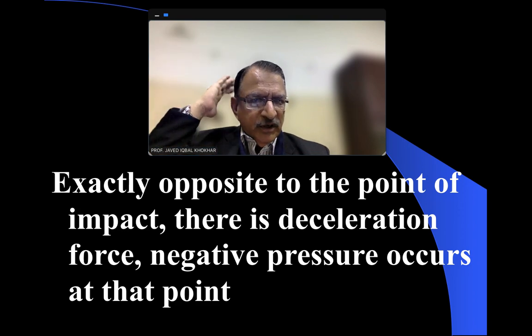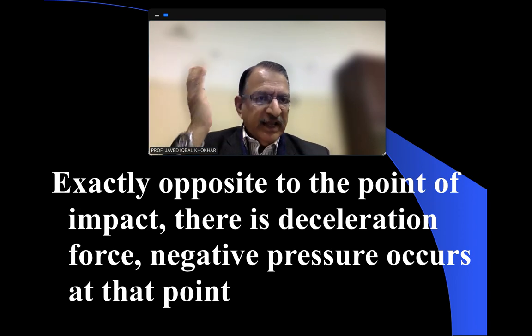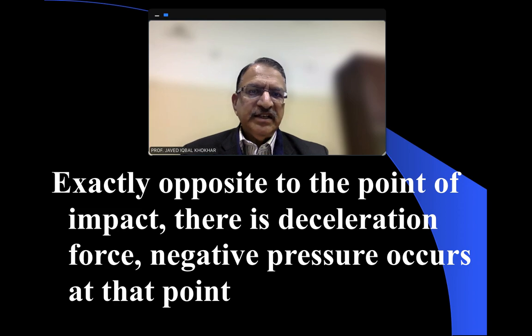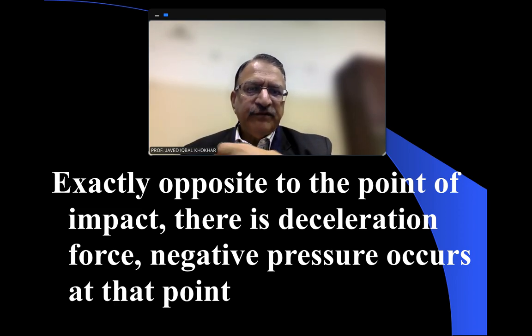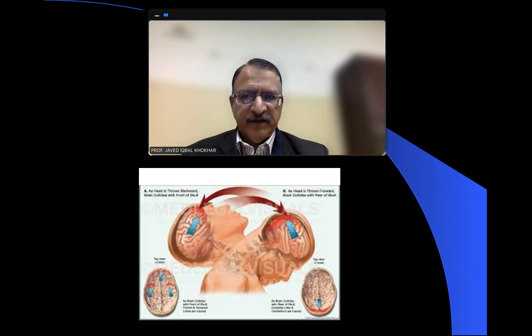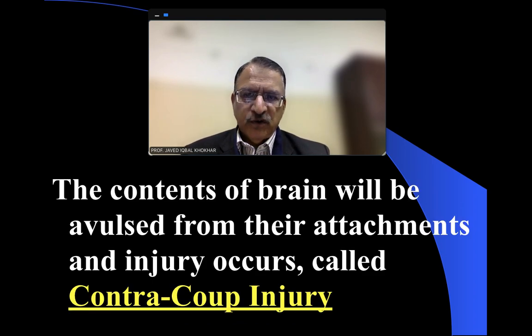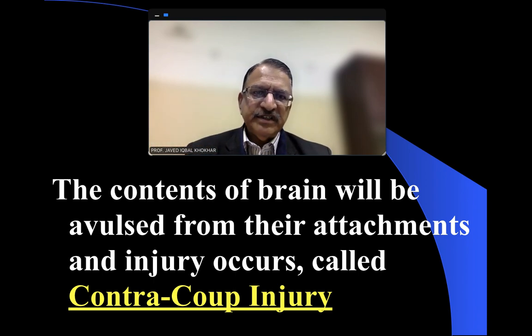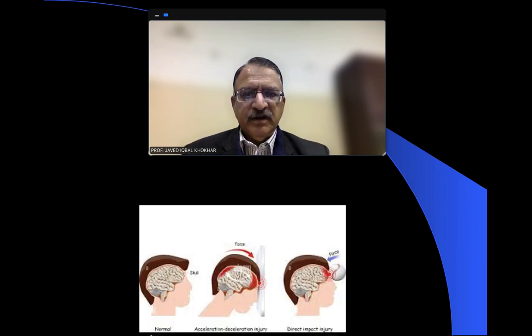Exactly opposite to the forehead is the occiput. Exactly opposite, there is a negative force because the internal contents are moving forward, and from the posterior side the contents are being avulsed, having a negative pressure, and this is called contra coup injury. The contents of the brain will be avulsed from the opposite side of the impact, and that is contra coup injury. The point of impact is coup, and opposite to that is contra coup.